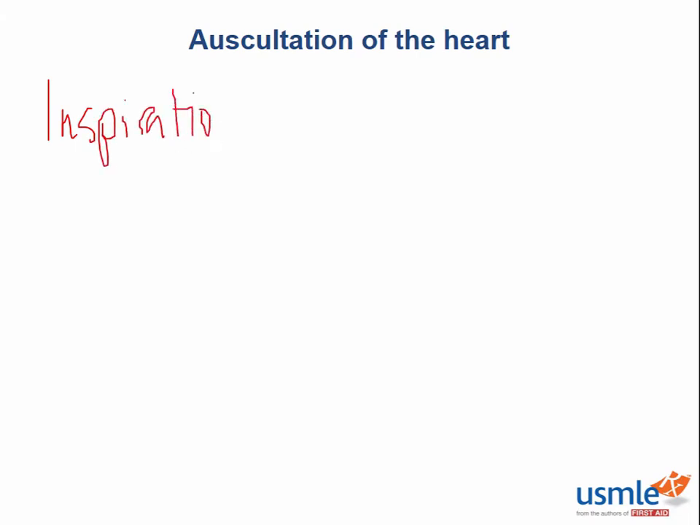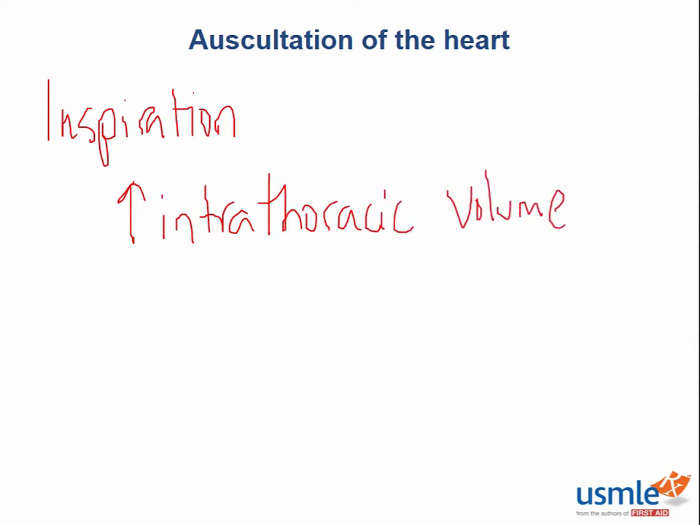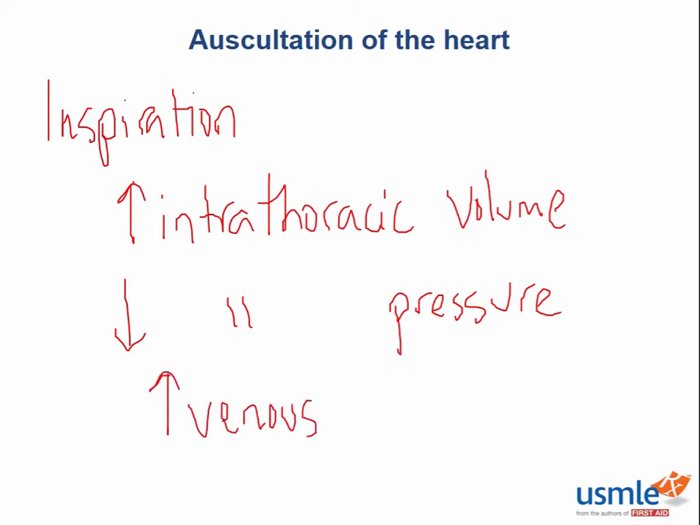The process of inspiration, or having the patient take a deep breath in, results in increased intrathoracic volume, which results in a relative decrease in intrathoracic pressure. This decrease in pressure results in a pressure gradient that causes blood to return to the right side of the heart more readily. So what we see is an increase in venous return because blood from our vena cava and our upper and lower extremities is shunted back into the right atrium in response to this decrease in pressure. This increased venous return results in an increase in preload.